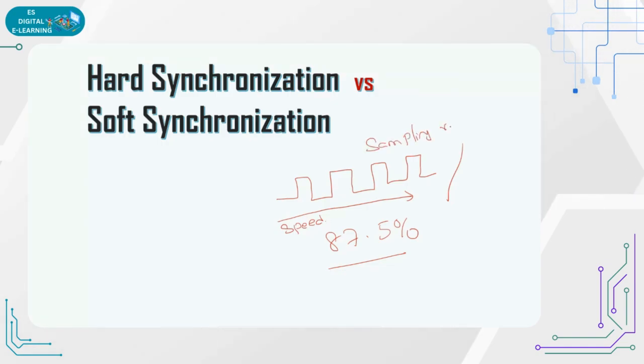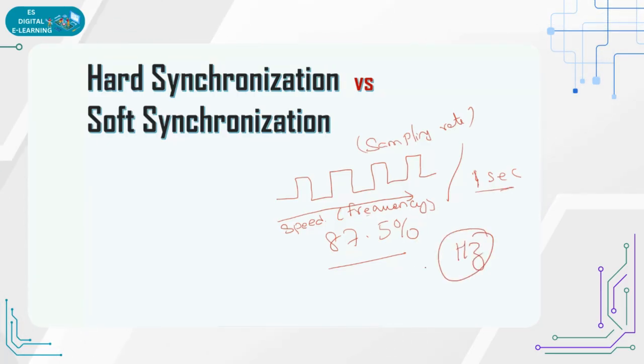We cannot state the speed in real time, but for our understanding we say speed. The speed here is nothing but the frequency. Whatever the sampling rate, it changes per time, like every 2 seconds or 1 second, and the frequency units are hertz units.